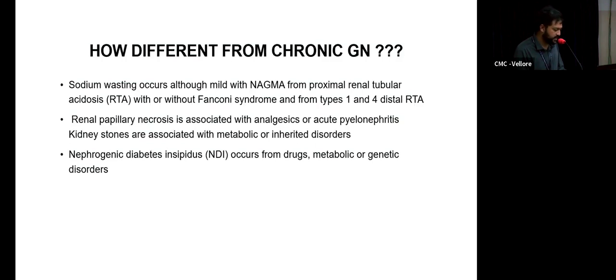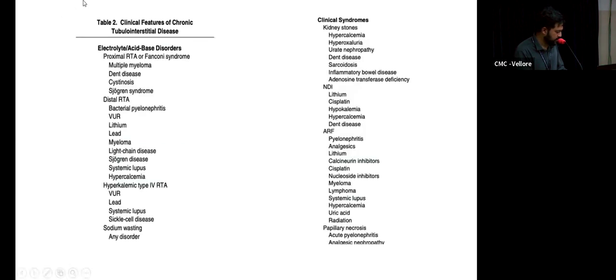Nephrogenic diabetes insipidus is another manifestation which is not usually seen in glomerular disorders. It occurs from drugs, metabolic or genetic disorders. This is just a summary of the different features that we see. We can have proximal as well as distal RTAs in various conditions. I'll try to summarize the important ones because covering everything is not possible, so the ones that are useful in clinical practice, I'll talk about.